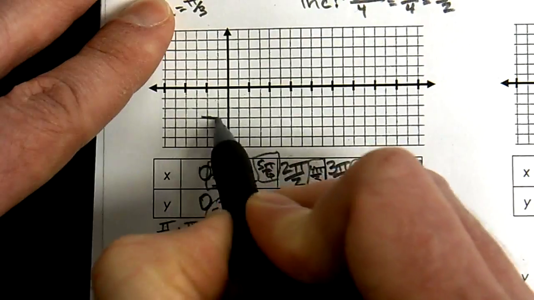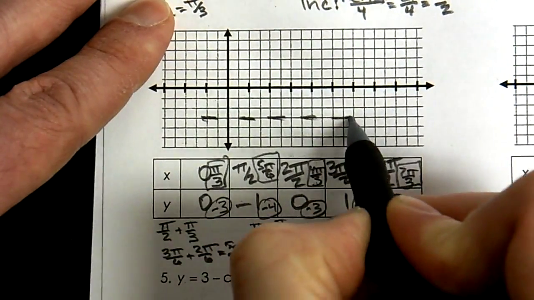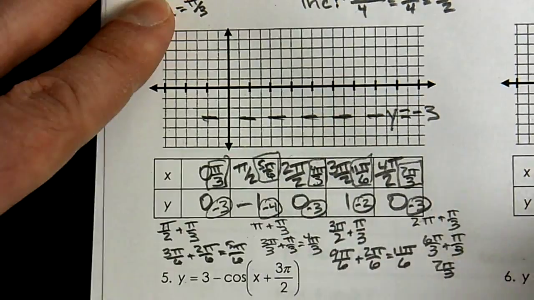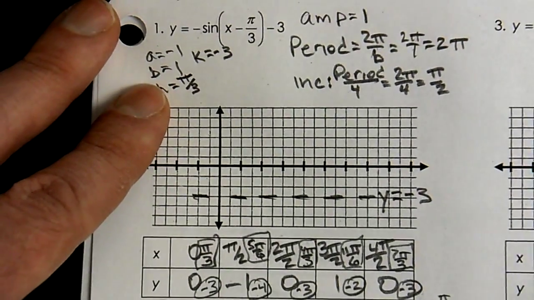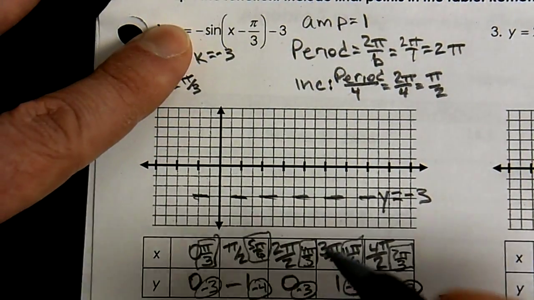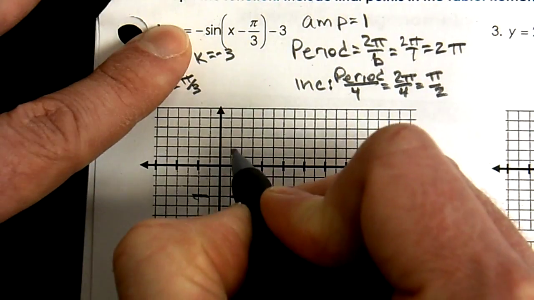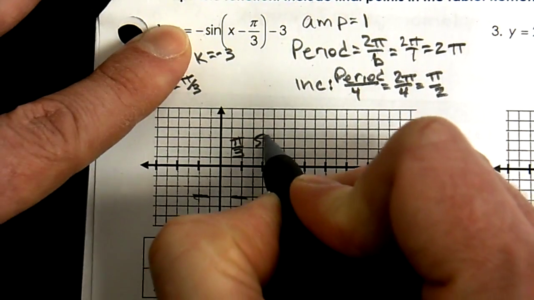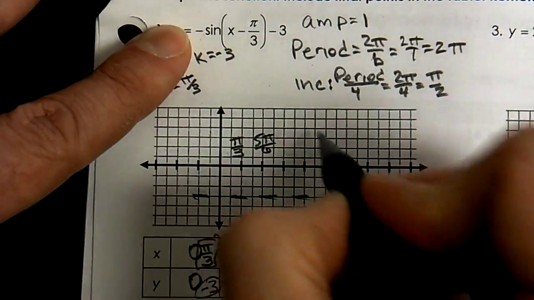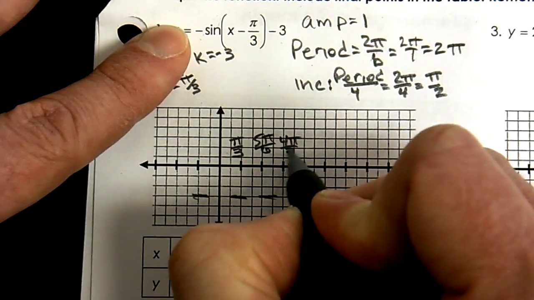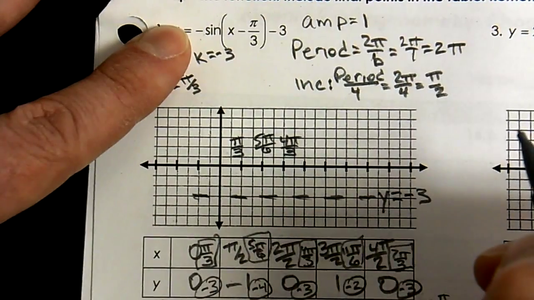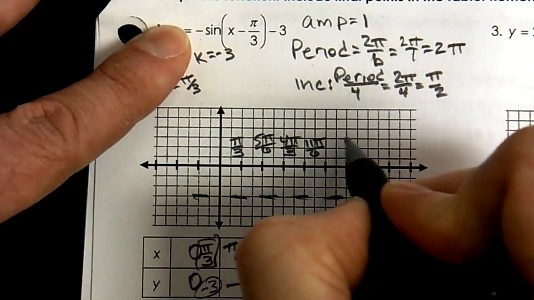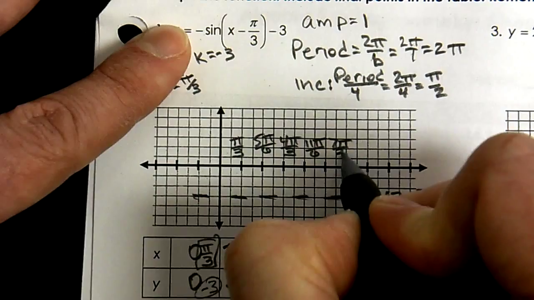So we're going to have a new midline at y equals negative 3. It's always y equals k. It's always your k value. So our new scale here is going to be pi over 3, 5 pi over 6, 4 pi over 3, 11 pi over 6, and 7 pi over 3.